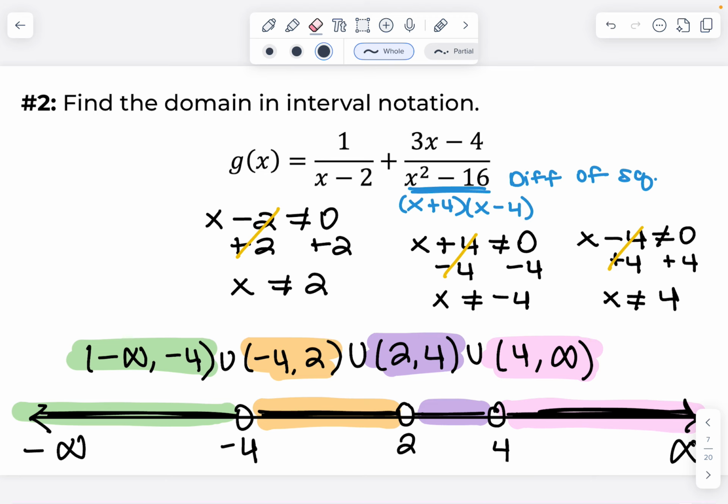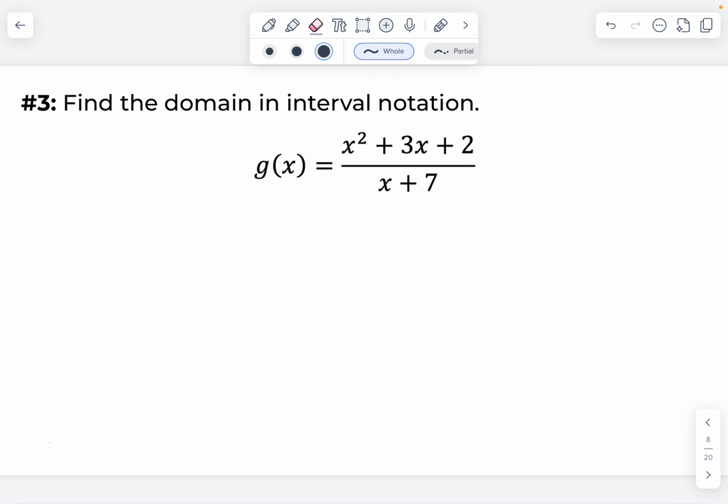Okay, so I have 2 that I want you to try on your own. So this is the first one you're going to try on your own. Find the domain in interval notation of this one. So take a second, work through this problem.